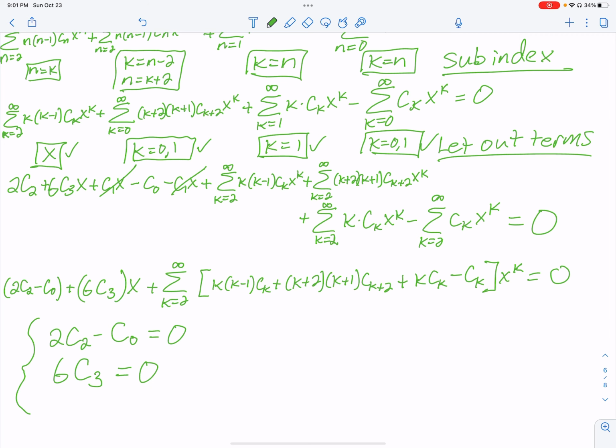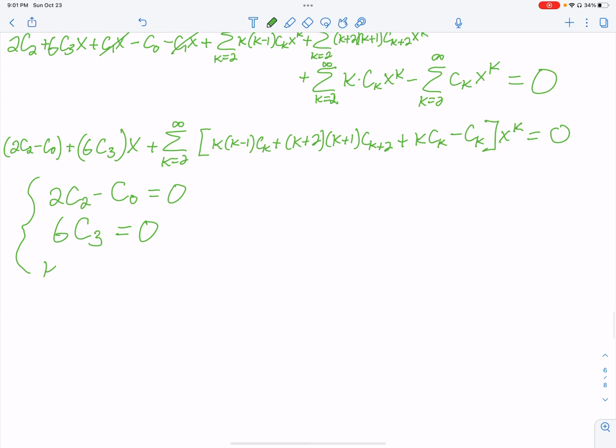6c3 equals 0. And then the last thing there, k times just the inside, right? We get to drop the rest. K minus 1, ck, plus k plus 2 times k plus 1, ck plus 2, plus k times ck minus ck equals 0. Ooh, okay, so notice we do have all those ck's. We can put those together. Let's do this first. Okay, I'm going to solve for c0.